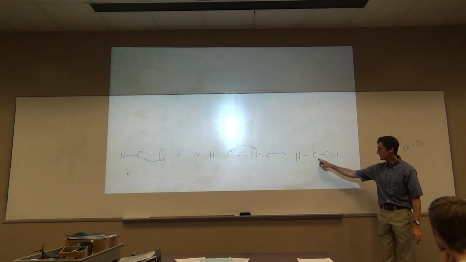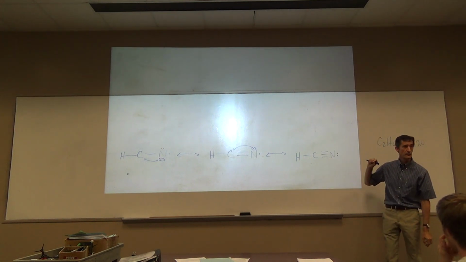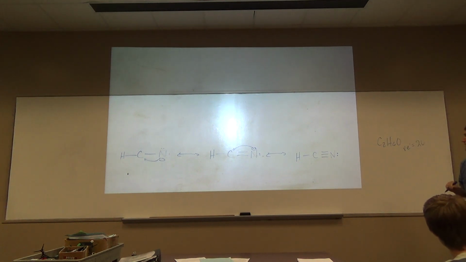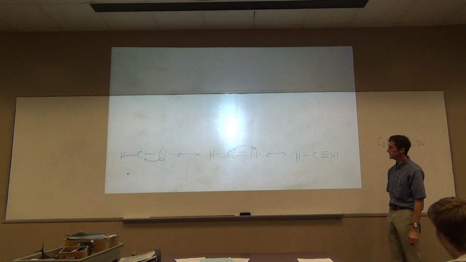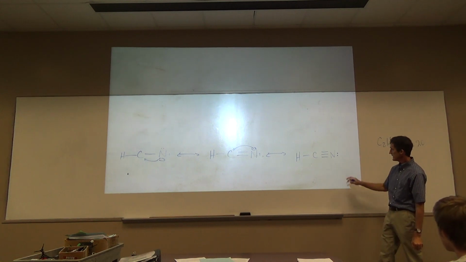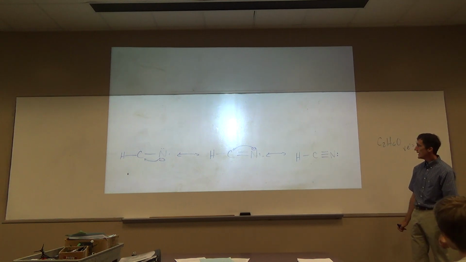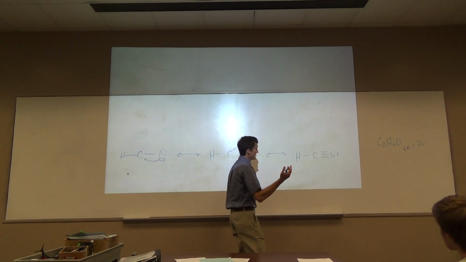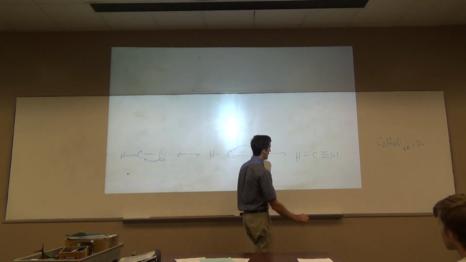Standard bonding for carbon, 4 bonds, no lone pair. Standard bonding for nitrogen, 3 bonds, 1 lone pair. It's all there. What's the best structure on the board? This one, that's what we pretty much said. 10 valence electrons, 2, 4, 6, 8, 10, yes. There you go. HCN, hydrogen cyanide, cyano group, nitrile group.